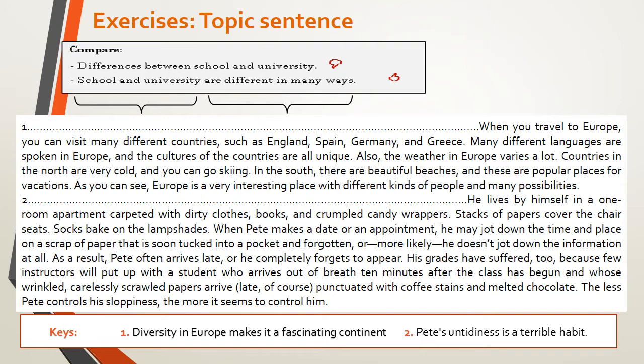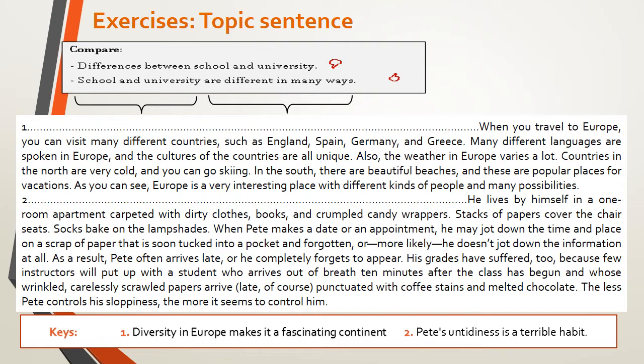We said that the topic sentence is the first sentence of a paragraph, which sums up the main point of this type of text. The idea which is expressed in the topic sentence should cover the whole paragraph. How to write a good topic sentence?